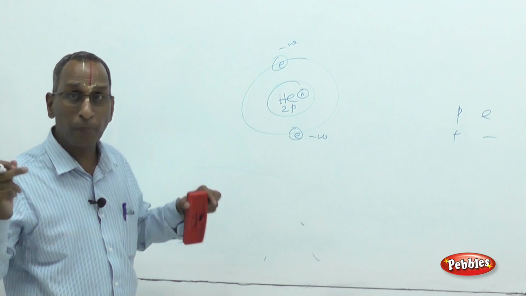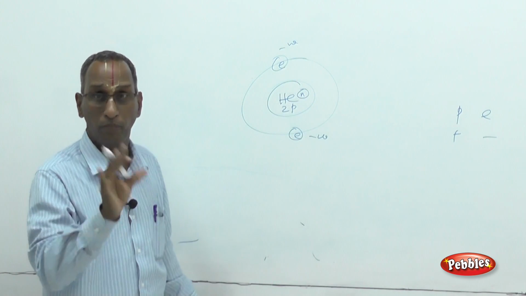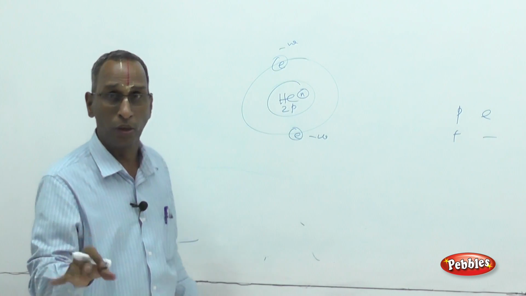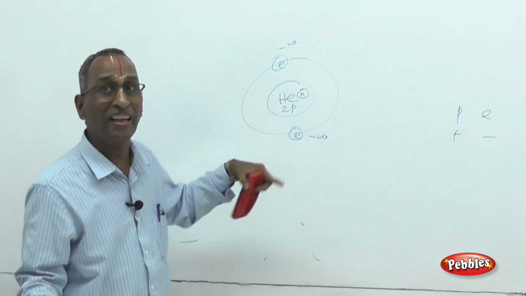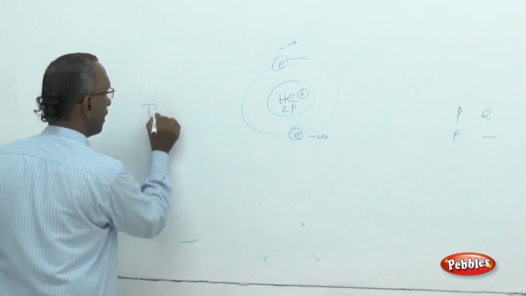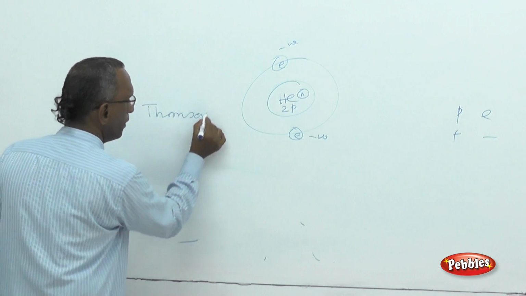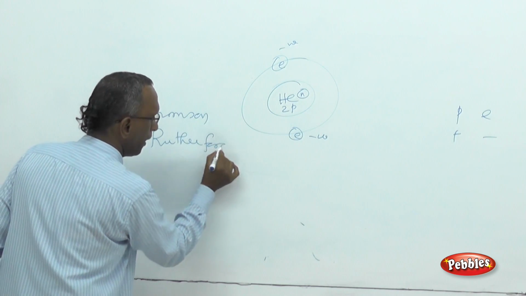But in spite of the repulsive forces, they have to be in position. They cannot escape because it contains only 2 electrons. 2 electrons have to be there. How is the arrangement? That is given by different models. Initially there were different models: Thomson model, Rutherford model and Bohr's model. These are the 3 important models.